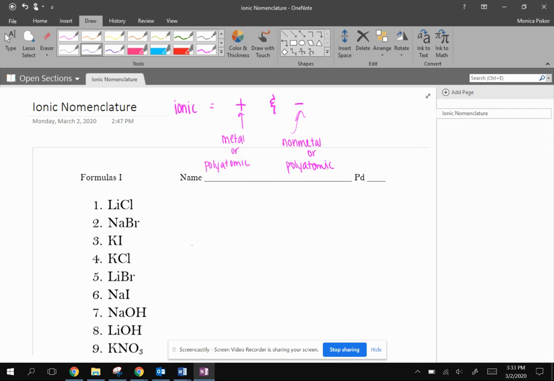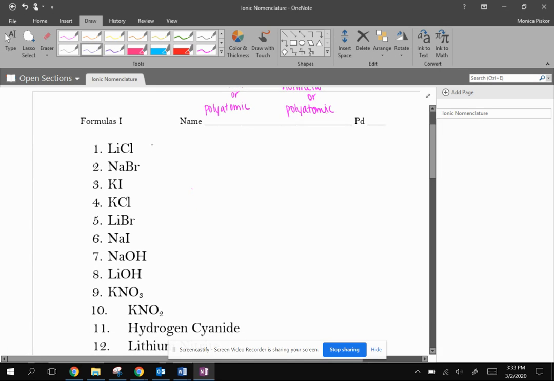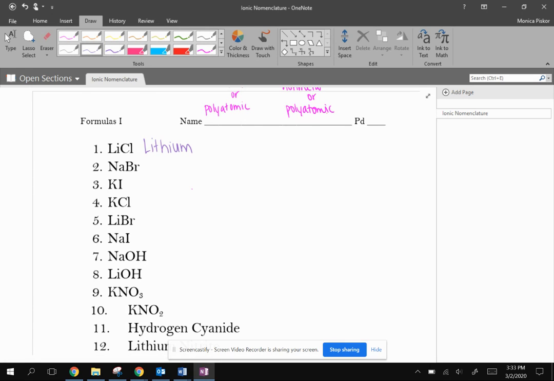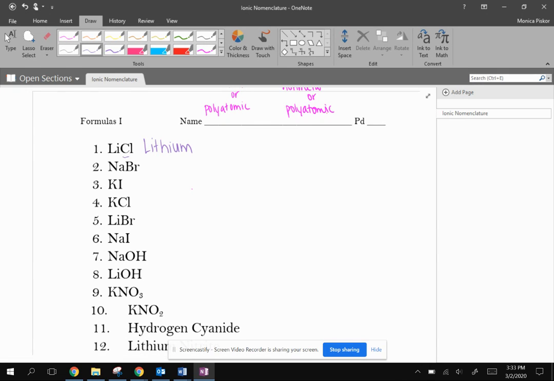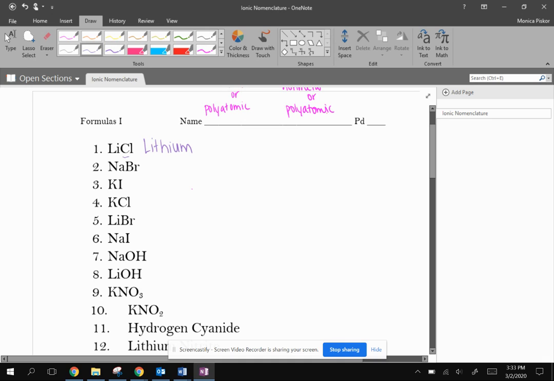So let's look at what happens with the charges if they end up being the same. Looking at LiCl, Li is lithium, and I don't have to write a Roman numeral 1 because lithium is in group 1A. All of your group 1A compounds have a positive 1 charge and there's no other variance, so it's just lithium. Chlorine is what Cl is. However, if you have an ionic compound that just has 2 elements, we're going to change the ending of our nonmetal to end with IDE.